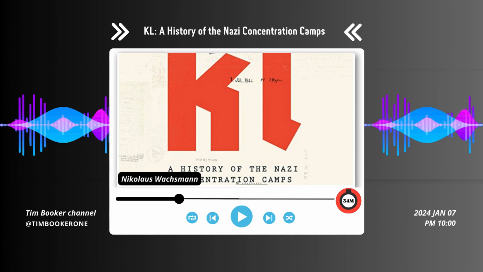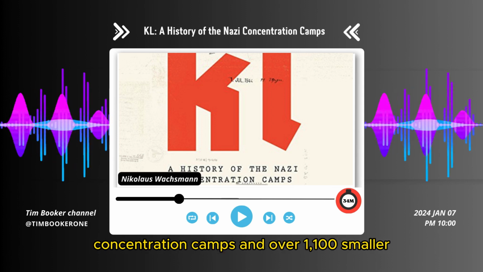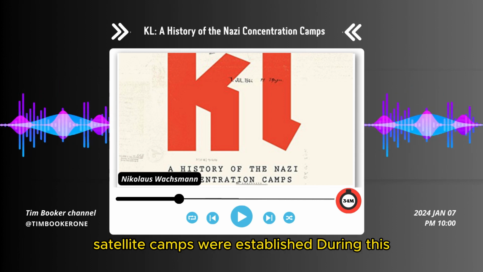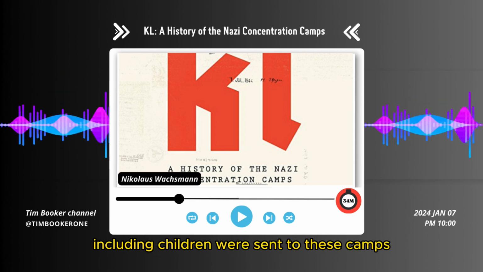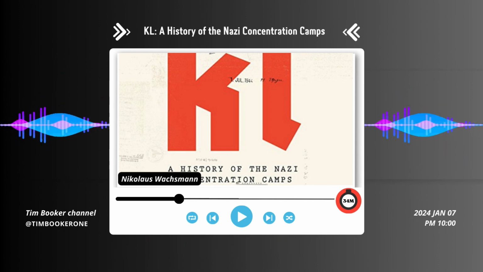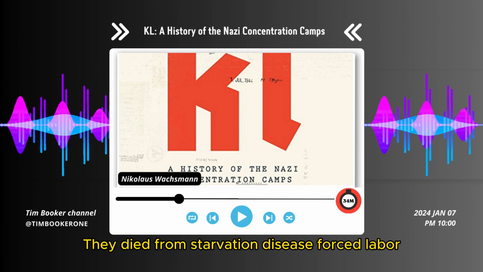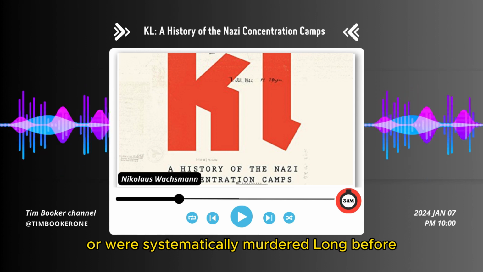According to statistics, in the 12 years of Nazi rule, a total of 27 major concentration camps and over 1,100 smaller satellite camps were established. During this period, approximately 2.3 million victims, including children, were sent to these camps, with 1.7 million people eventually perishing. They died from starvation, disease, forced labor, or were systematically murdered.